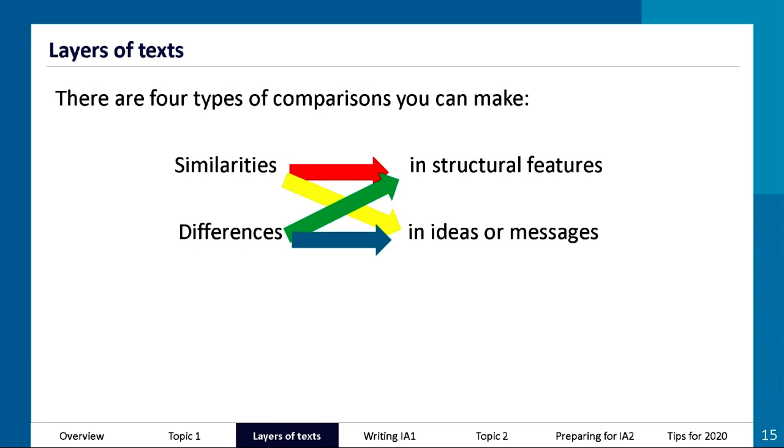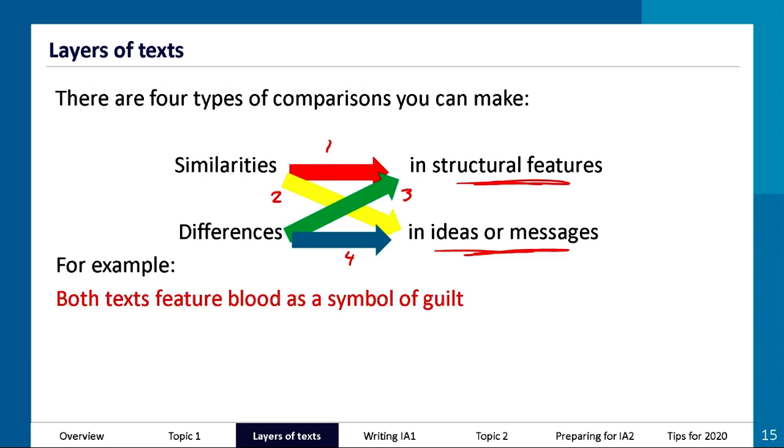Okay, now let's talk about the different kinds of comparison. So we've talked about what structural features are, the base of that pyramid, and we've talked about the themes and views and values concerns. Basically, each one of these coloured arrows is a different option for how you analyse, and I'm going to go through each of the 4. So, the first one, the red arrow, is similarities in structural features. For example, you could say both texts feature blood as a symbol of guilt. We are looking at a structural feature, symbolism, specifically blood and guilt, that is the same in both texts, or at least similar.